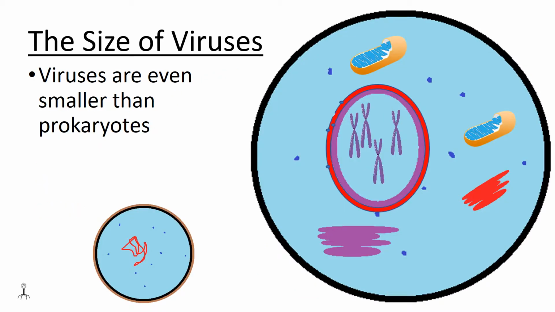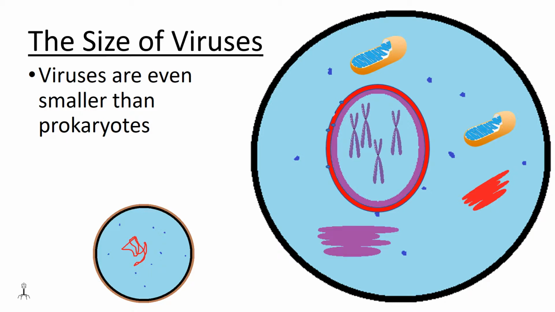Viruses are very small. Viruses are even smaller than prokaryotes. On the right, we have a eukaryotic cell. We've noted our bodies are made out of eukaryotic cells. To the left of the eukaryotic cell, we have a prokaryote. Prokaryotes are much smaller than eukaryotic cells.